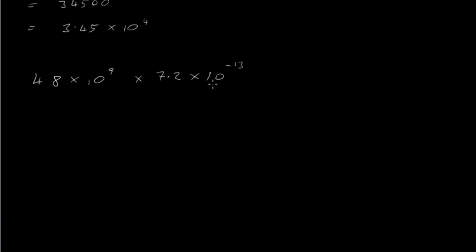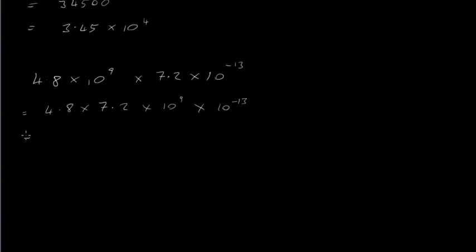So really, multiplication is commutative. In other words, we can move numbers around. So really I can multiply this number by this number here. I could switch it around if you like: 4.8, I can multiply that by 7.2, which is multiplied by 10 to the power of 9, which is multiplied by 10 to the power of minus 13.